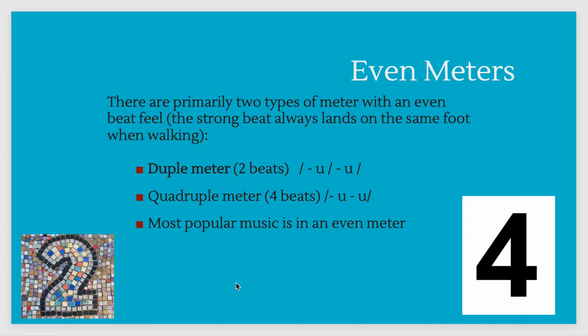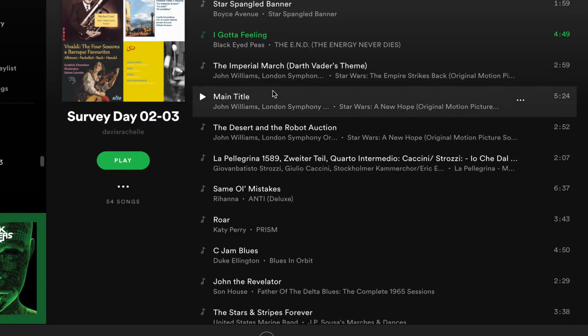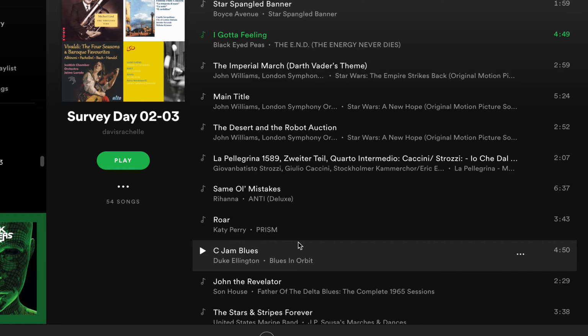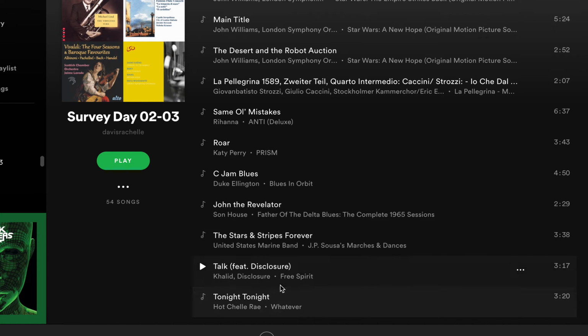Most of the popular music that we listen to today, and I would say a good portion of classical music, is going to be in an even meter of some sort. So here are a couple of examples of even meter. If you want to tap along with it, obviously we looked at Bagpipe Peas, and that is an example of even meter. Here's another one that's an example of even meter.